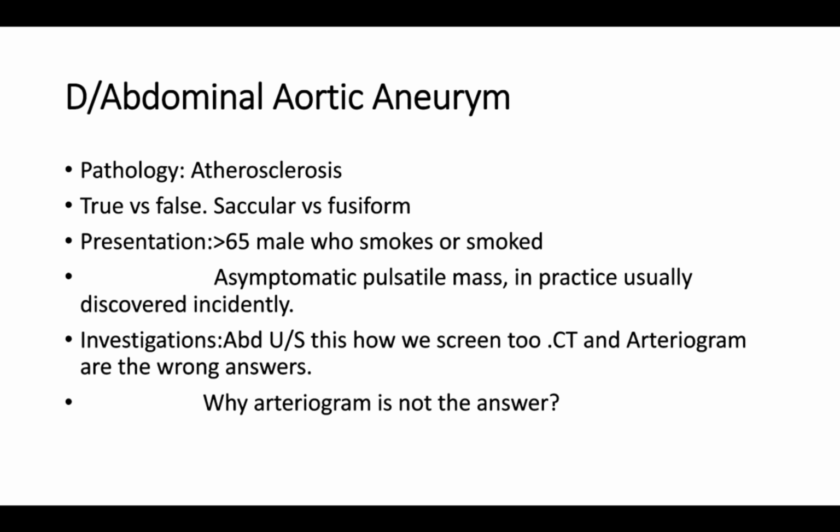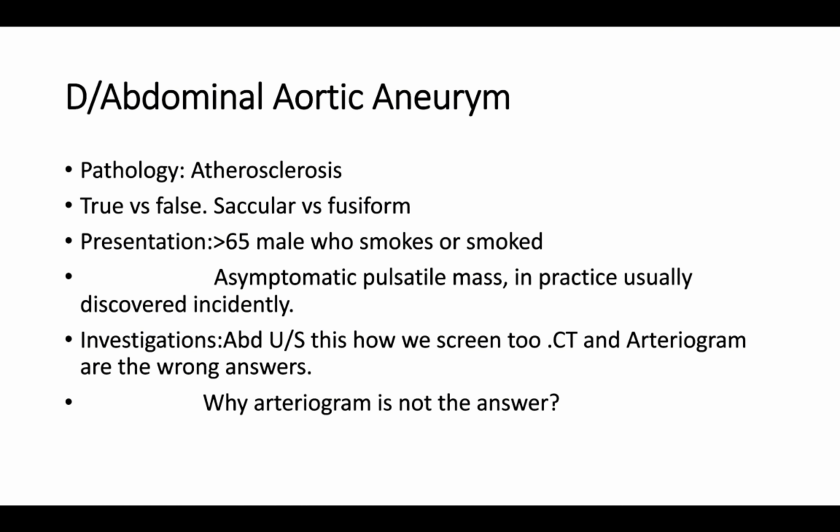Your patient will present with right upper quadrant pain. You do ultrasound to discover the gallstones or to diagnose acute cholecystitis, and then you will find a dilated abdominal aortic aneurysm. Investigation: abdominal ultrasound. This is how we can screen too, but the definite one is CT angiogram, not arteriogram. Why is arteriogram not the right answer? Because in the arteriogram you will not be able to see the dilatation. You will not be able to see the aneurysm.